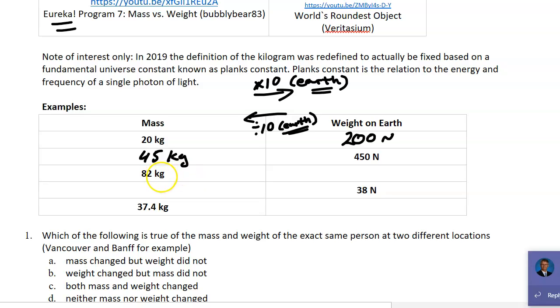82 kilograms is the same as 820 newtons. 38 newtons is going to be the same as 3.8 kilograms. And 37.4 kilograms times 10 is 374 newtons.